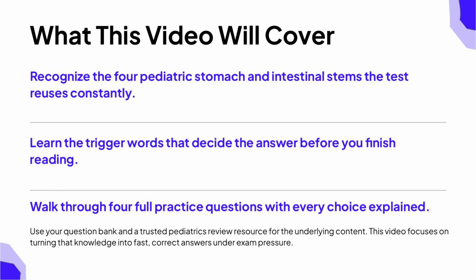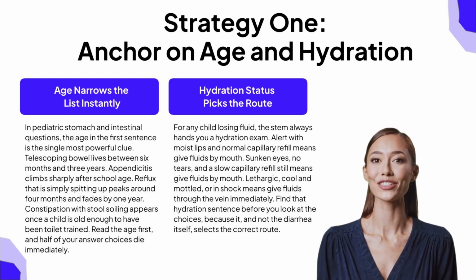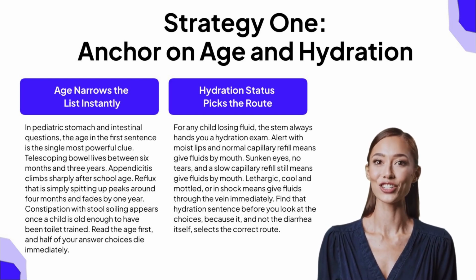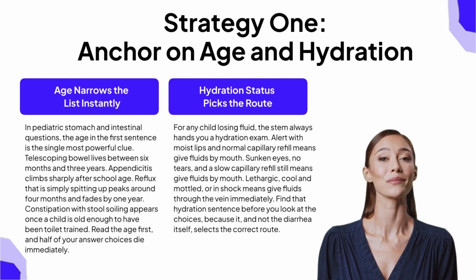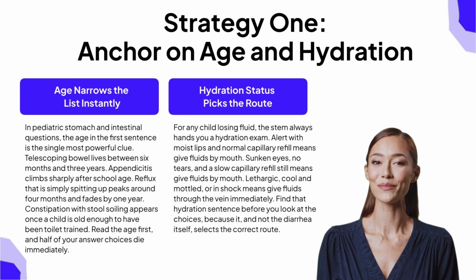This video assumes you already have baseline knowledge. We are here to sharpen how you take the test. Our first strategy is to anchor on 2 things in every stem: the age and the hydration status. Start with age, because it is the most powerful clue on the page.